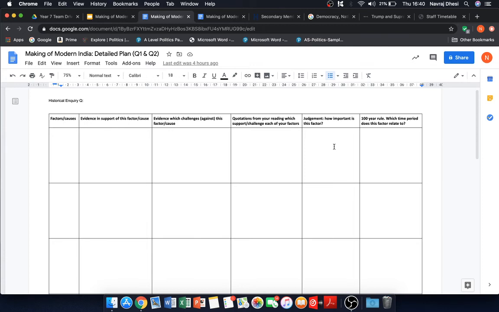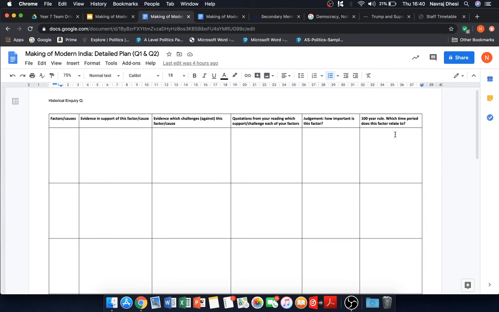Is one cause, for example, more important than another, and why? Is one less important, and why? Or are they all equally weighted? Is a combination of factors, for example, necessary in leading to partition?